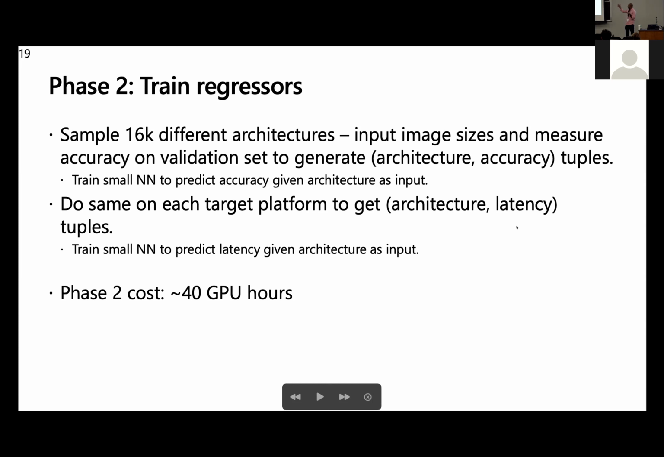And then I would train another small neural network to predict the latency given the architecture as input. And this is again super easy because measuring latency is relatively very quick as opposed to training an architecture, right? I don't even need a trained architecture. I can just randomly initialize it, as long as there is no conditional computation going on in the architecture. I can go and score its latency, right? And this will take you about 40 GPU hours. Not a big deal given the 1,200 GPU hours you have spent on training the supernet.